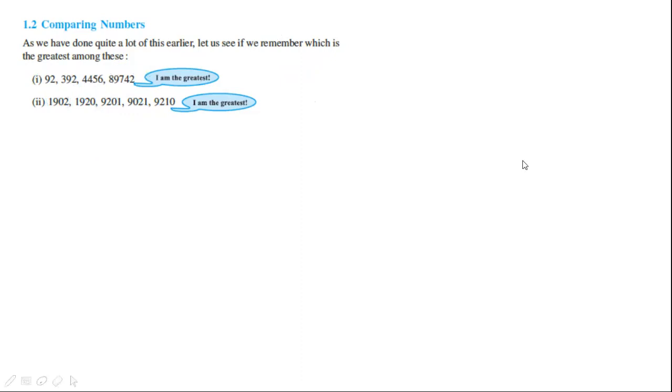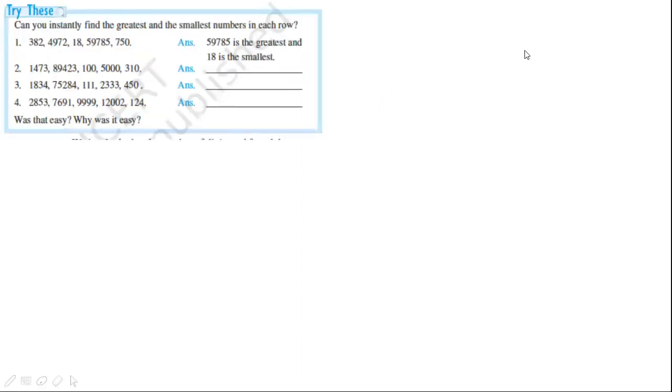Okay, so let's move forward. Here is your example. Can you instantly find the greatest and the smallest number in each row? As I told you, as the number of digits increases, the number will increase. So 3-digit not possible, 2-digit not possible. This is also 3-digit, not possible, because we have numbers which have more digits than these three, right? Now 4 not possible, it has 5 digits. So this one is the greatest.